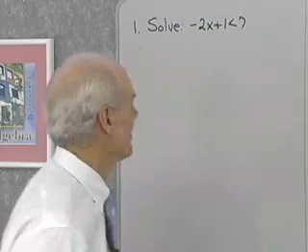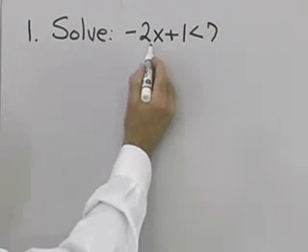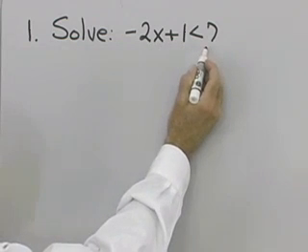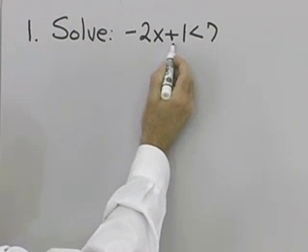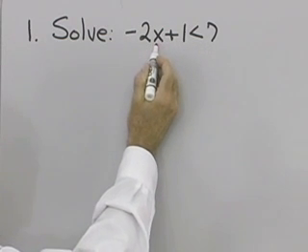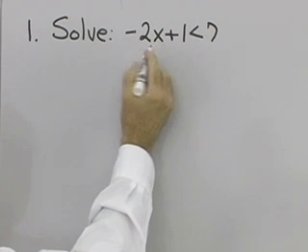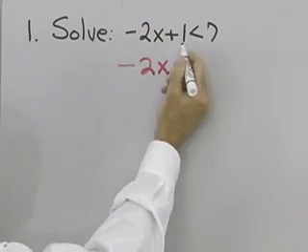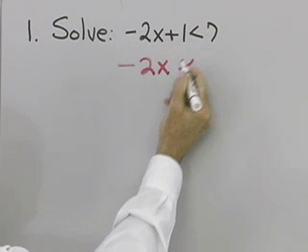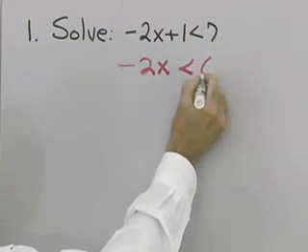Let's take a look. So I want to solve negative 2x plus 1 is less than 7. So I'm going to use my addition property to add negative 1 to both sides of the inequality to go on my way to isolating the variable x. So when I do that, I'll have negative 2x less than negative 1 plus 0 is 0, and 7 plus negative 1 will be 6.